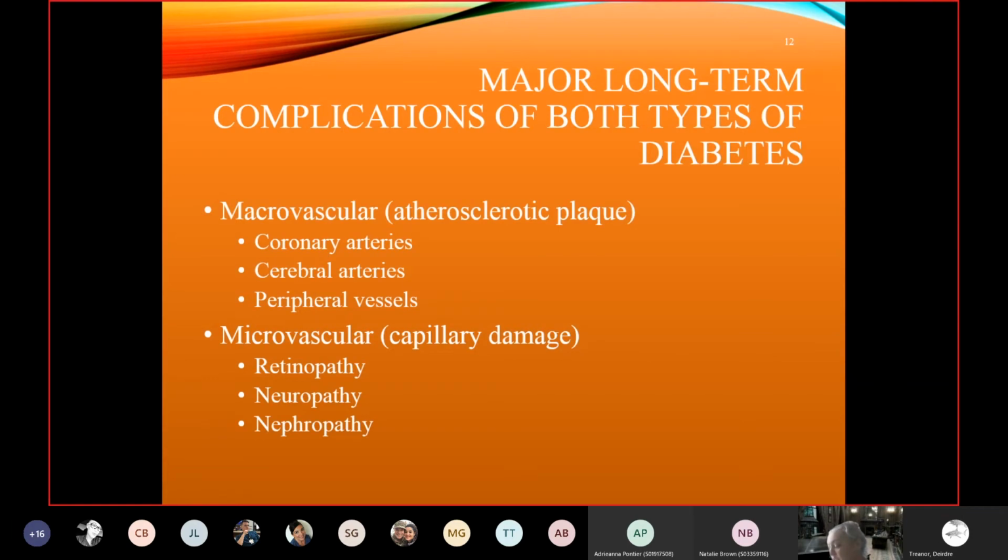And that can also lead to amputation. And then nephropathy, we're talking about kidney damage because of the protein in the urine that damages the cells in the kidneys, and that causes dysfunction. And you can go all the way to the point where the kidneys fail.